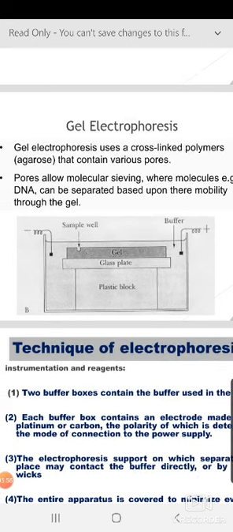This is a typical tray, showing the glass plate, and on top of that you have cast the gel. It's a submerged kind of gel, submerged inside a buffer solution, and the electrodes, which are linked to a power supply, are there, and the whole thing should be covered.